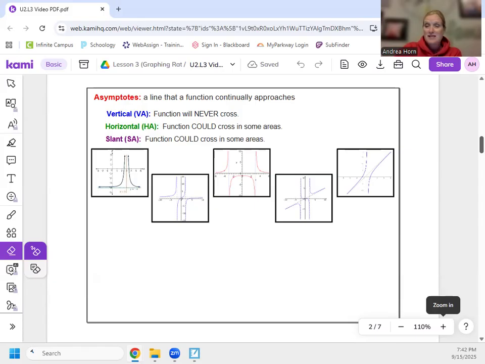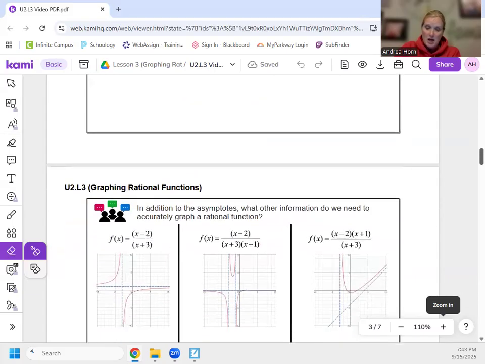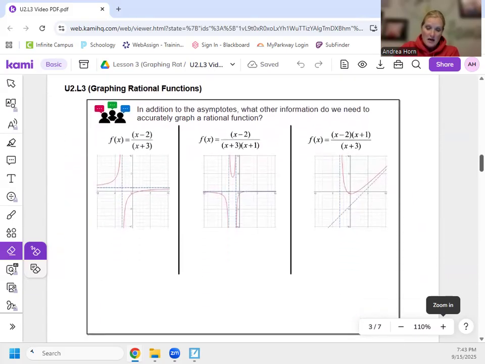And the same thing with slant. Slant is just about the ratio of the front terms. There's nothing illegal, so there are no spots of being undefined, and we can cross those, just as a reminder. So after asymptotes, what else might we want to know? Well, points. Two points that are really easy to get are our x-intercept and our y-intercept. So we're going to add those two things to our important elements.